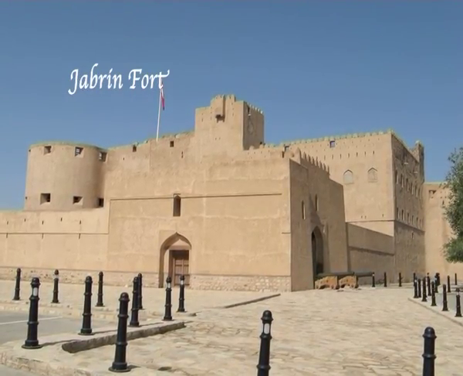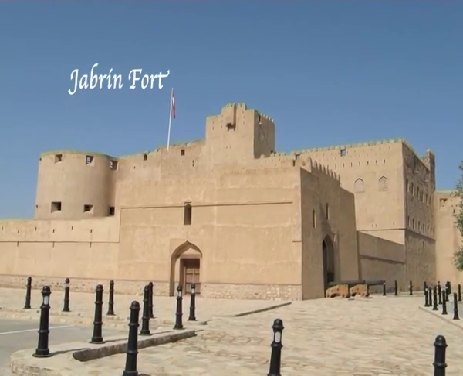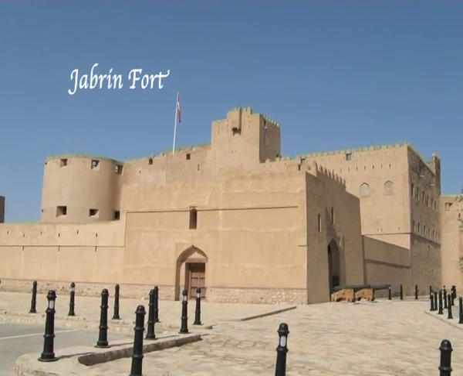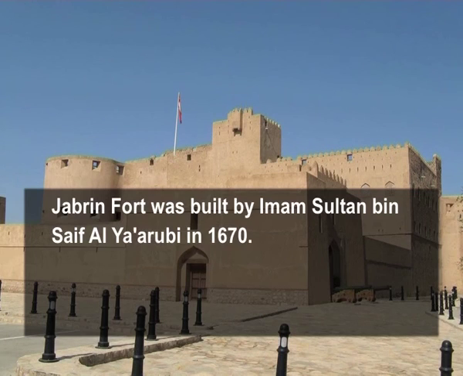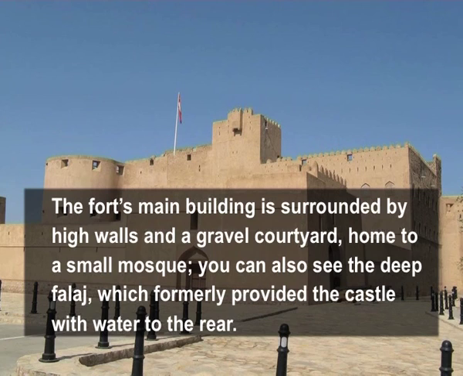Jabrin Fort. Jabrin Fort is located in a small town called Jabrin in Wilayat Bahla, Ad-Dakhiliya region. Jabrin Fort was built by Imam Sultan bin Saif al-Ya'arubi in 1670. The fort dates mainly from around 1670, one of several built during the Ya'aruba building boom of the later 17th century. The fort's main building is surrounded by high walls and a gravel courtyard, home to a small mosque.